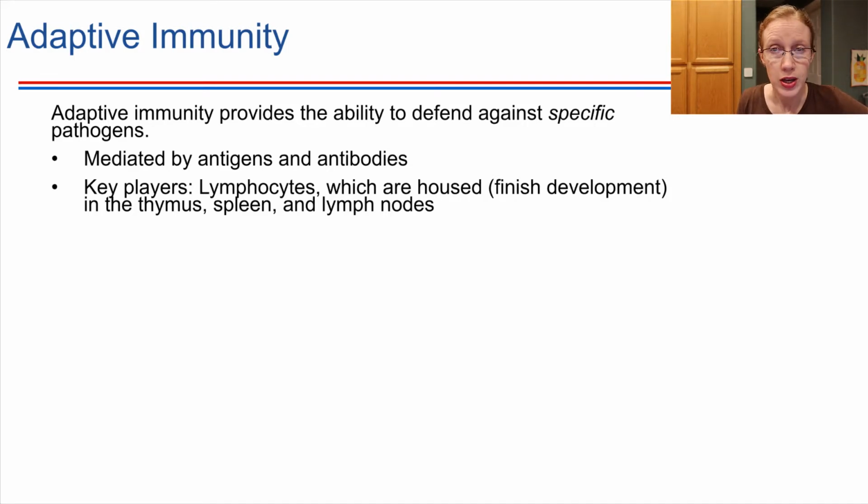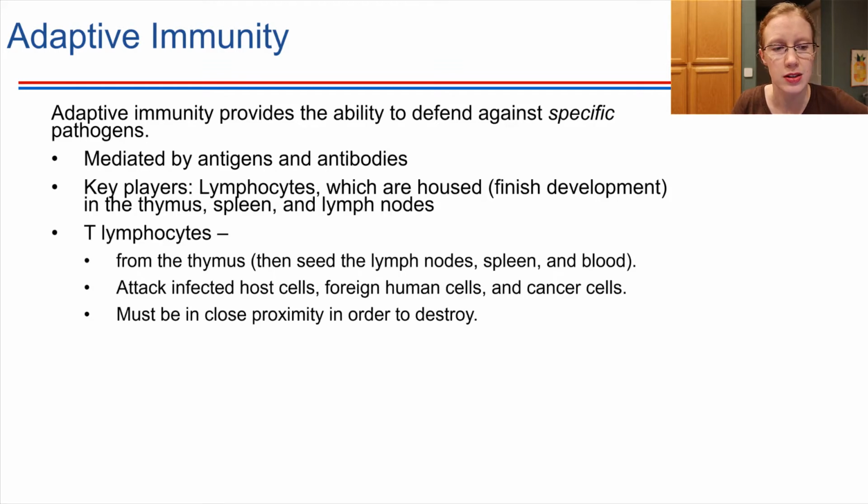So in a normal healthy individual, there are two primary sets of lymphocytes that have major roles in adaptive immunity. Those two different types are T cells and B cells. So T lymphocytes, let's start with these. The T lymphocytes, their name, T, comes from the fact that they reside in the thymus.